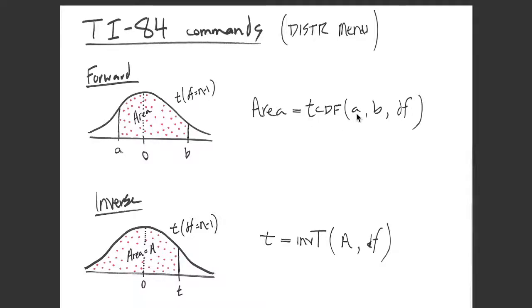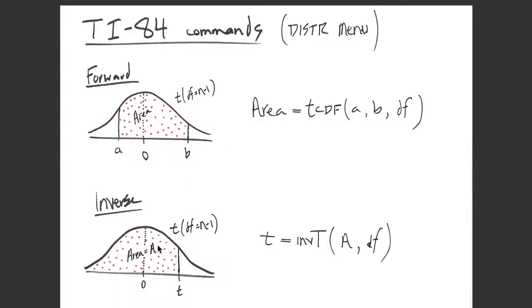And you need to give the calculator the lower bound for the area, the upper bound for the area, that's B here, and then the degrees of freedom. And for us, the degrees of freedom will always be the sample size minus 1.